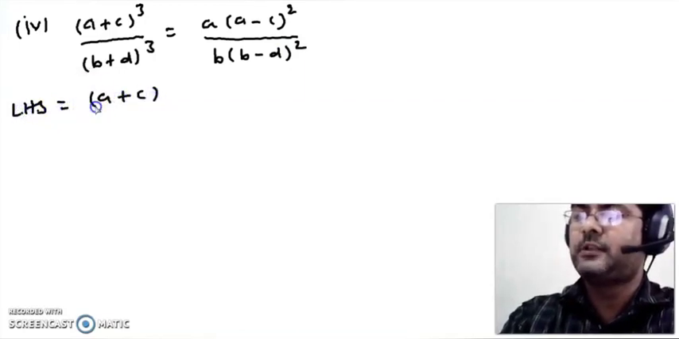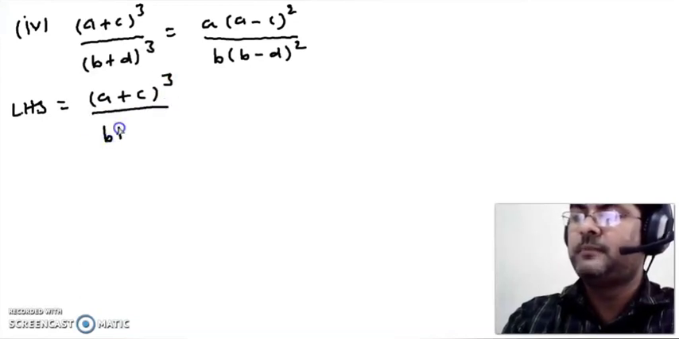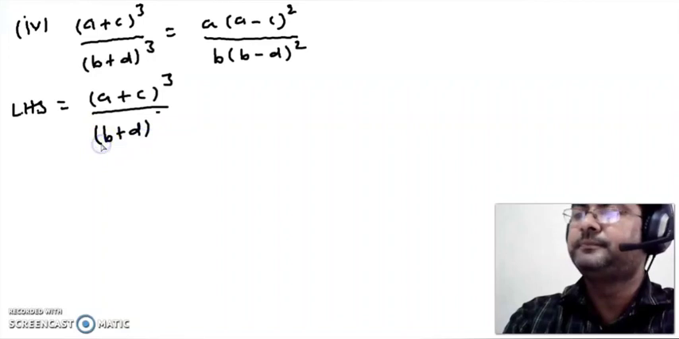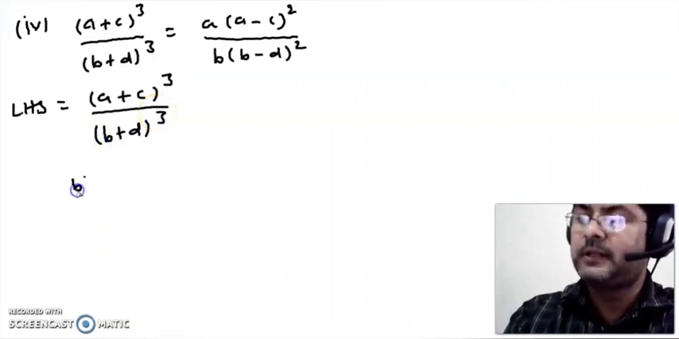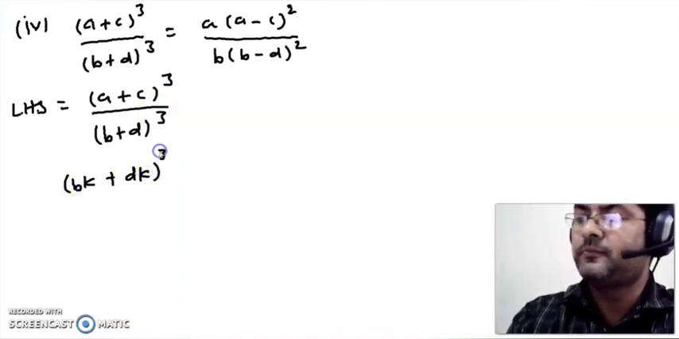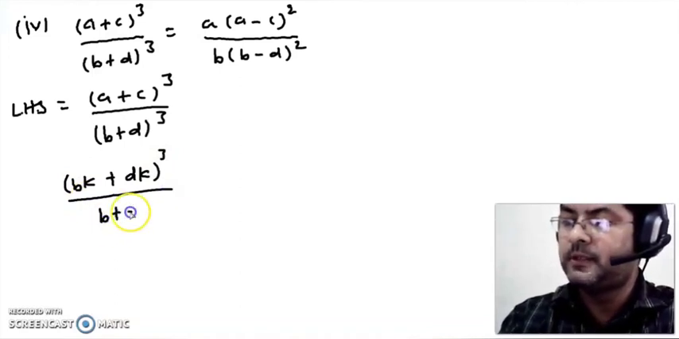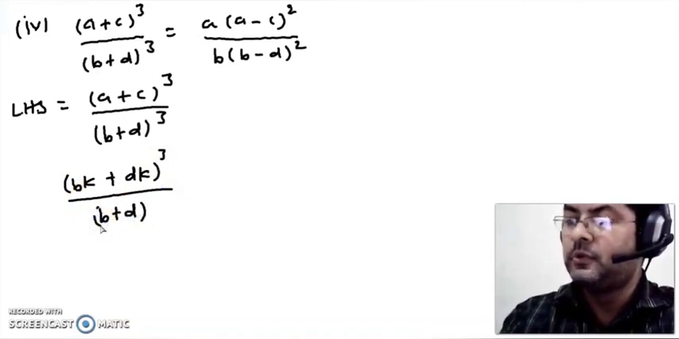a plus c the whole cube upon we have b plus d the whole cube. Okay, for a, bk, and for c we can put dk, so bk plus dk the whole cube, and in the denominator we have b plus d the whole cube. Okay, now from the numerator we can take k common.